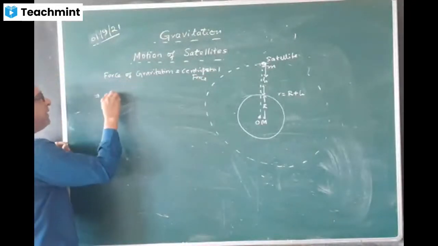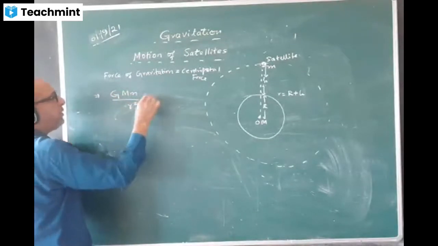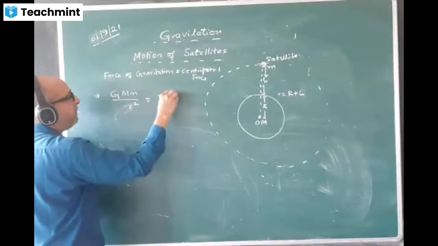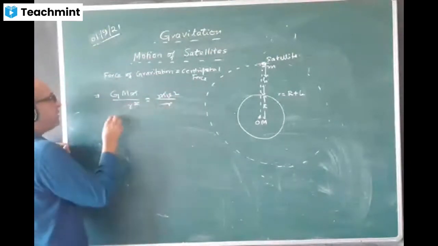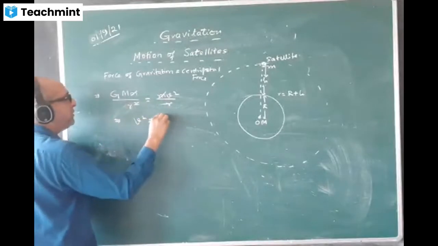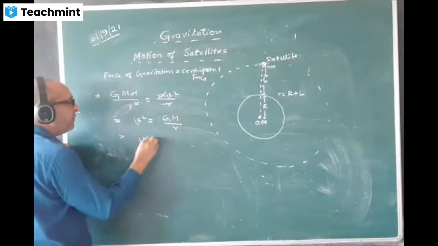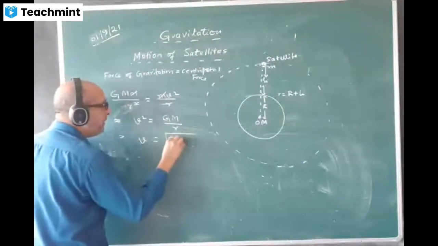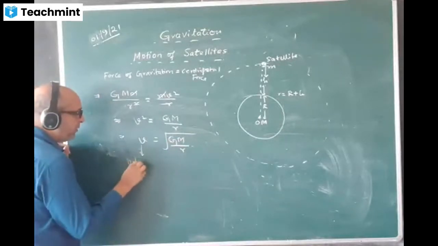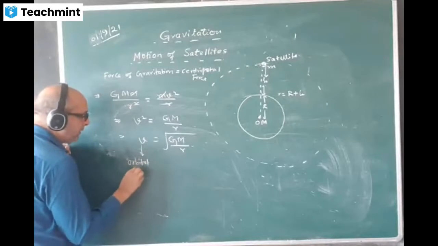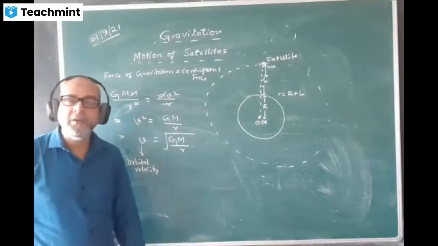Force of gravitation formula we have GMm by small r square. Centripetal force formula is mv square by r. m and m cancel, small r cancels. You get v square equal to GM by r. Therefore, the value of v will come as root of GM divided by r. This v is called orbital velocity.